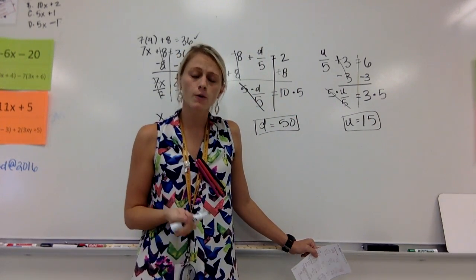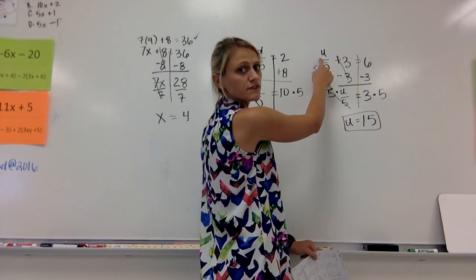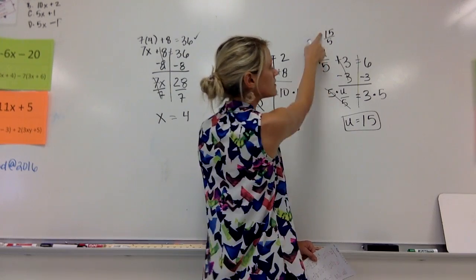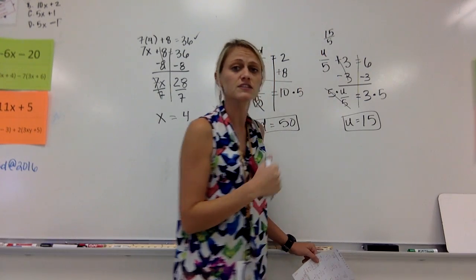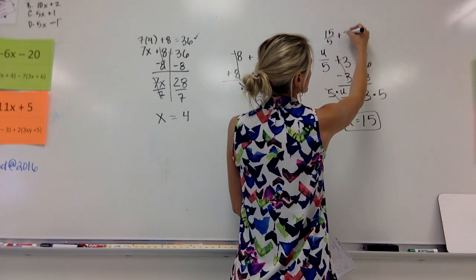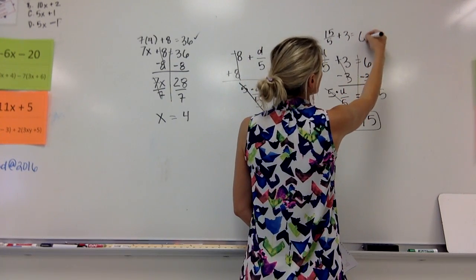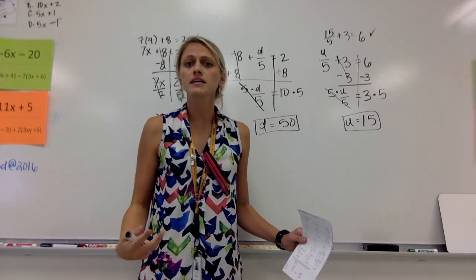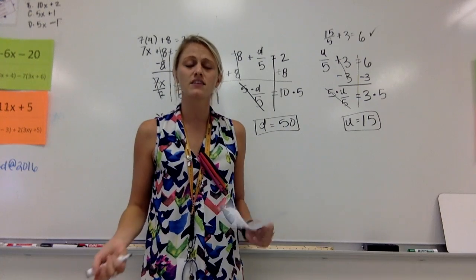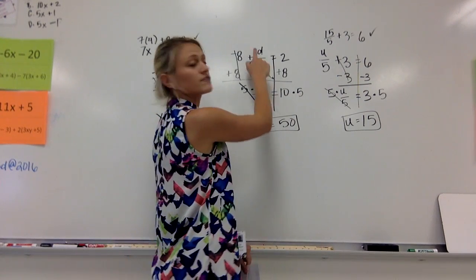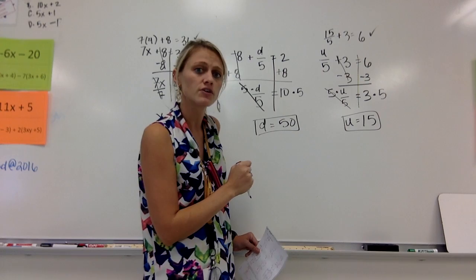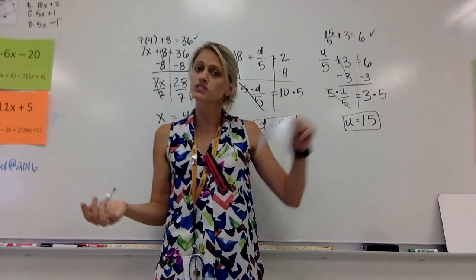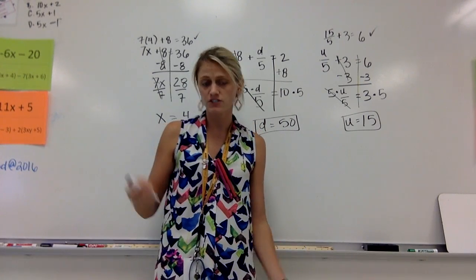Same thing here. I can go back and check my answers. Okay, so I can plug in a 15 for the u. So I could have 15 instead of u divided by 5. 15 divided by 5 is 3. Plus this 3. 3 plus 3 is 6. So I'm good. Okay, so the steps still stay the same. You're getting rid of the constant, the thing furthest away from the variable. But if the variable's divided by 5, then you've got to multiply. That's the only difference. Okay, so multiplication is the opposite of division.